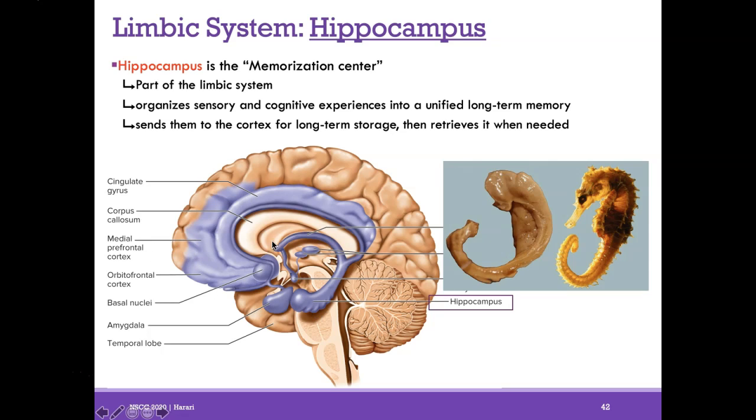And the hippocampus is named after a seahorse because of its shape. So this is the hippocampus. That's an actual hippocampus. It looked like a seahorse to whoever discovered it, and they named it after that. So it's the memorization center.